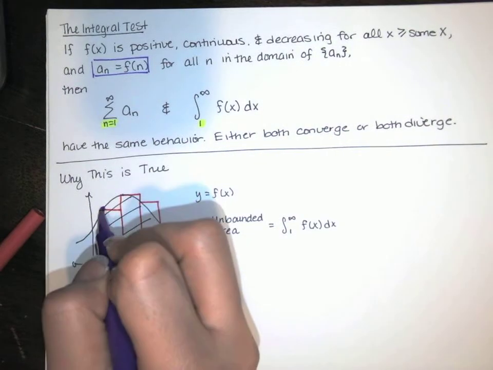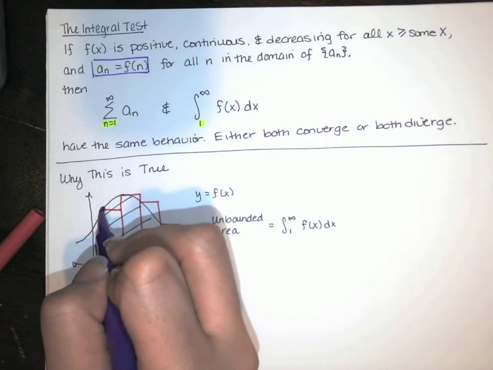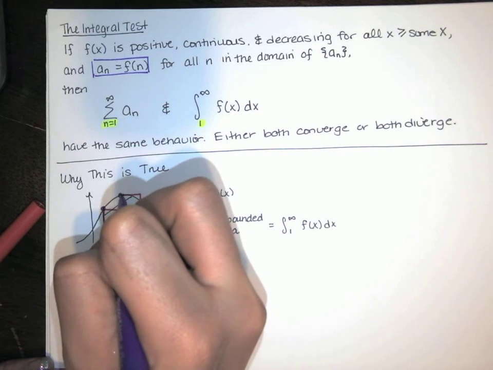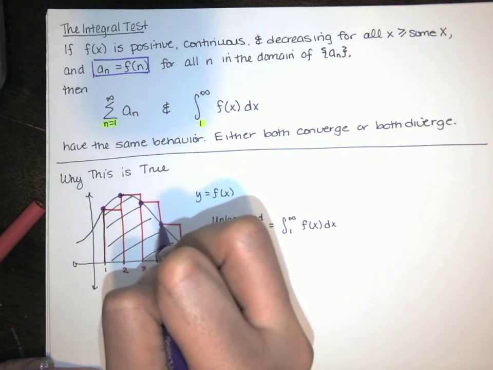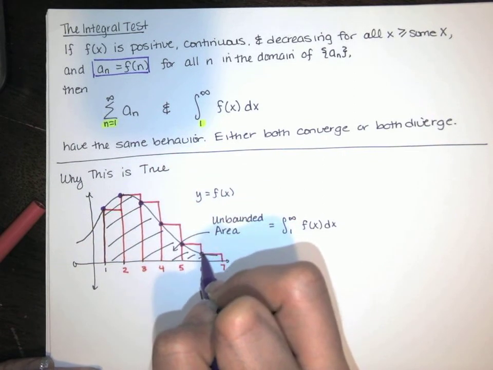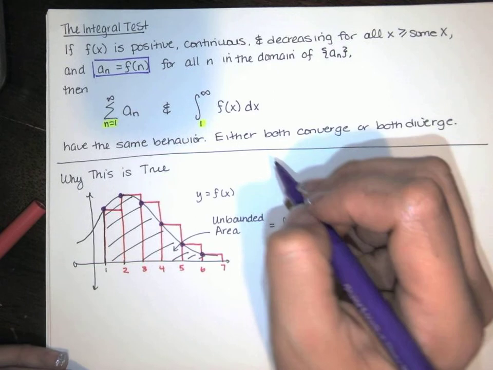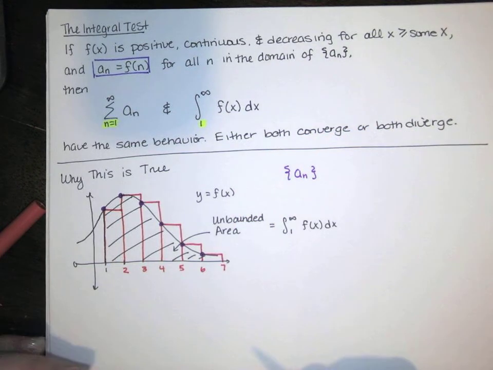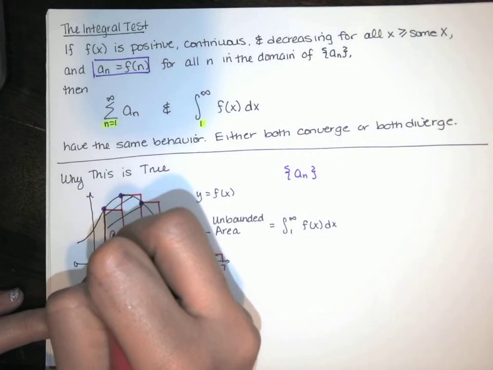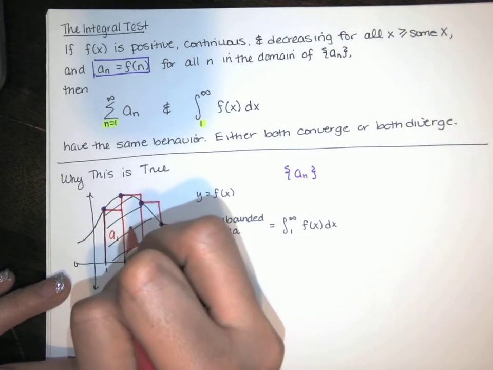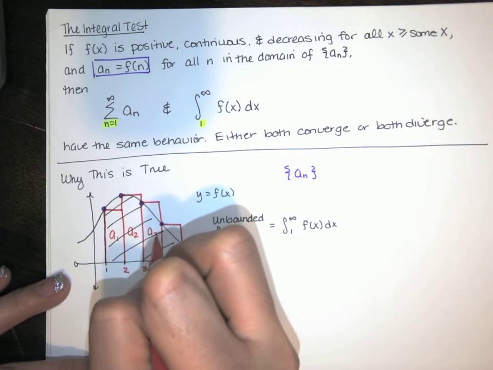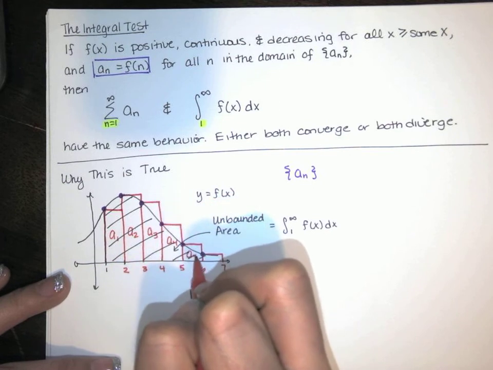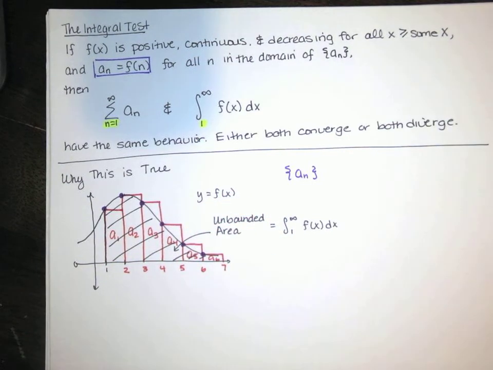Because this is the point on the graph. That's a sub 1. This is a sub 2. This is a sub 3. That's a sub 4. That's a sub 5. That's a sub 6, and so on. So I have just sketched a sub n in purple on this graph. So the area of the rectangles is a sub 1, a sub 2, a sub 3, a sub 4, a sub 5, a sub 6, and so on. Okay.